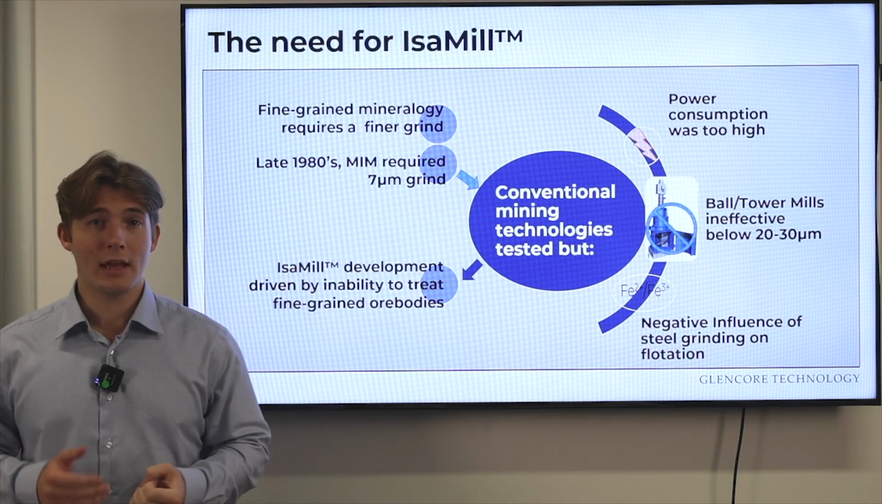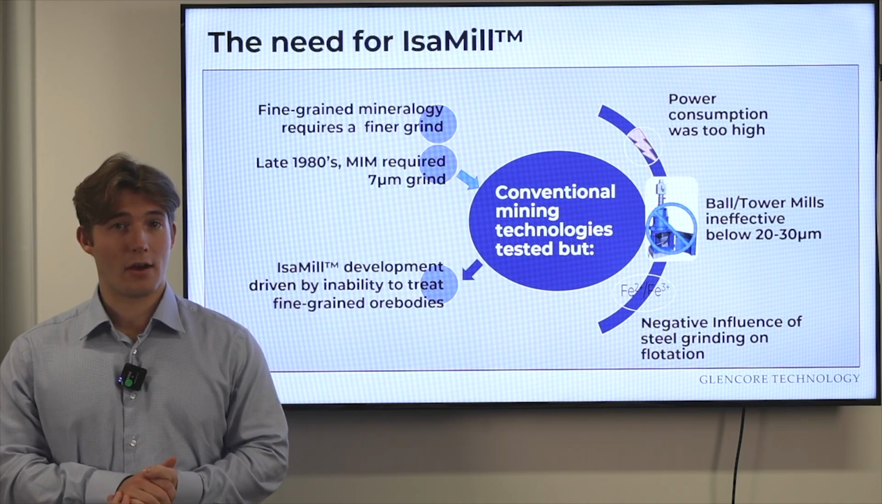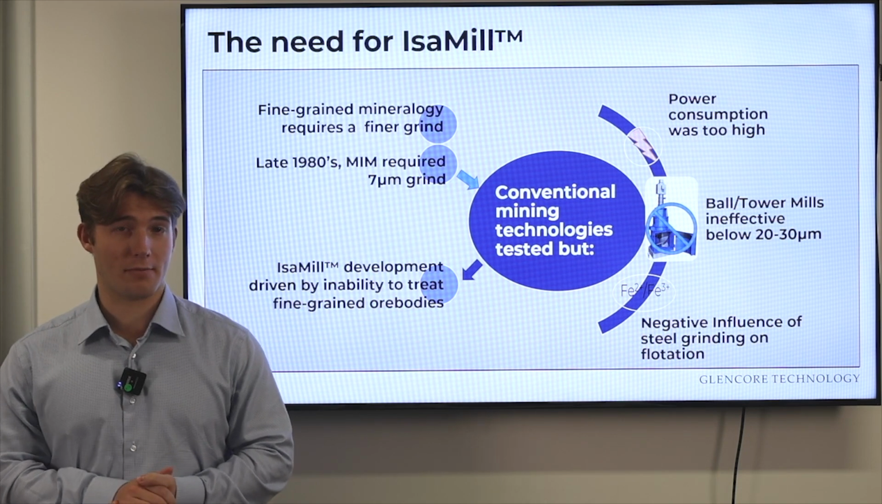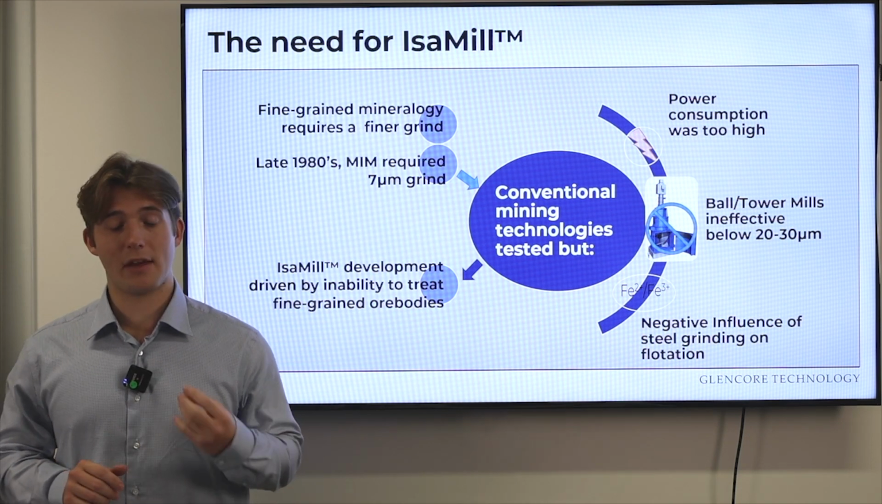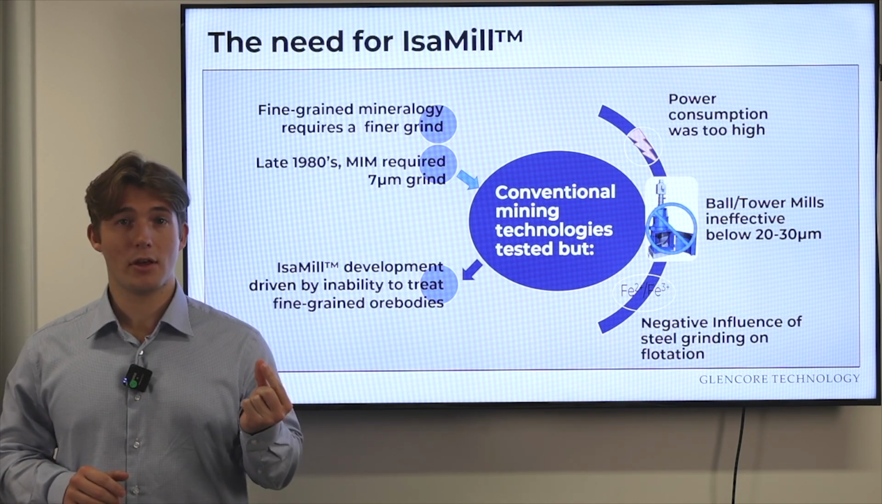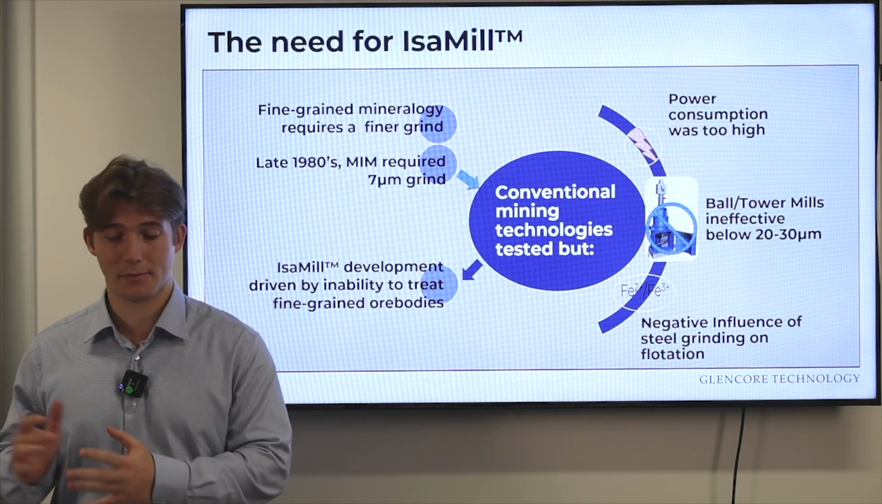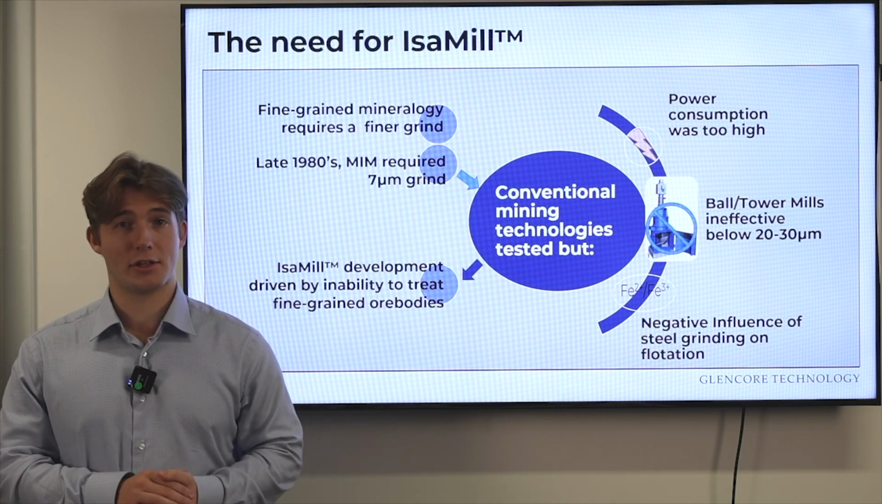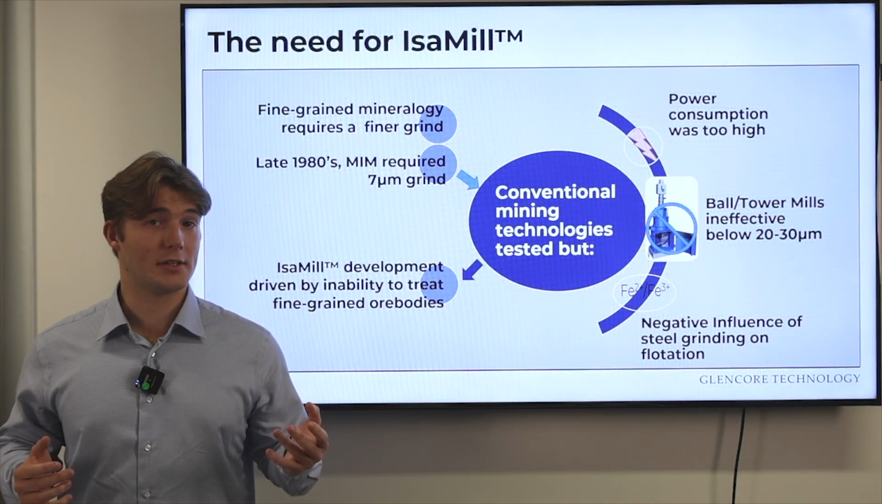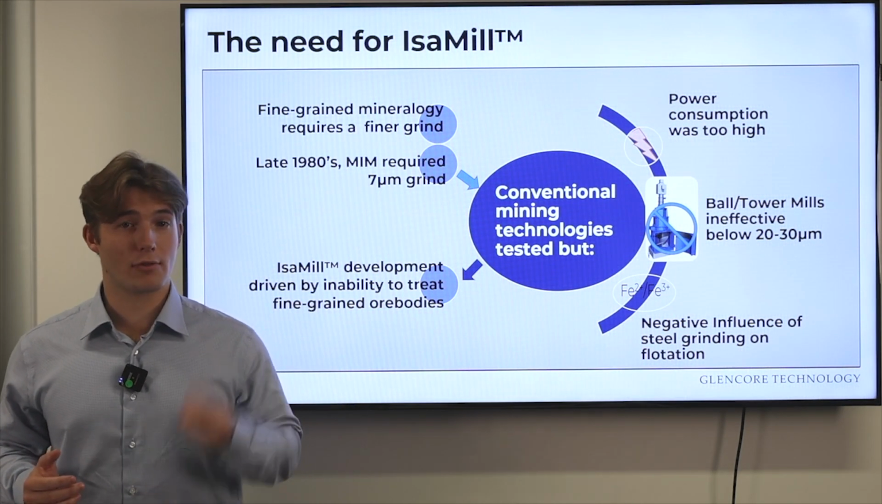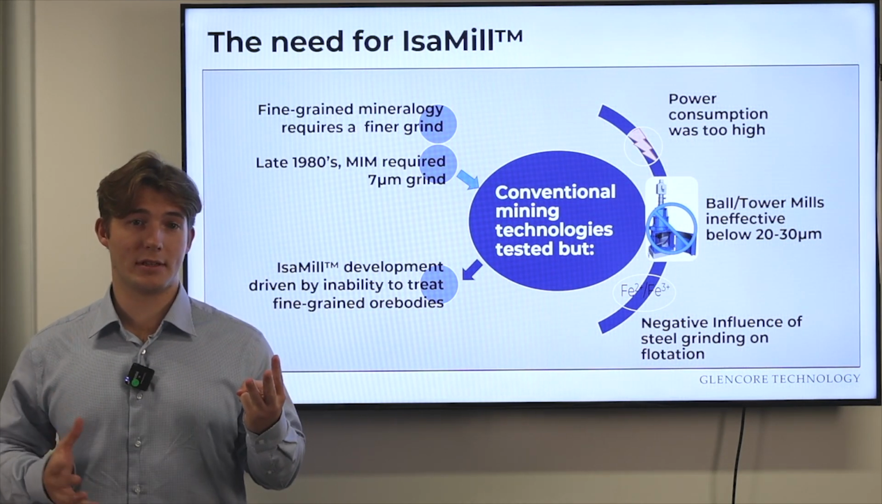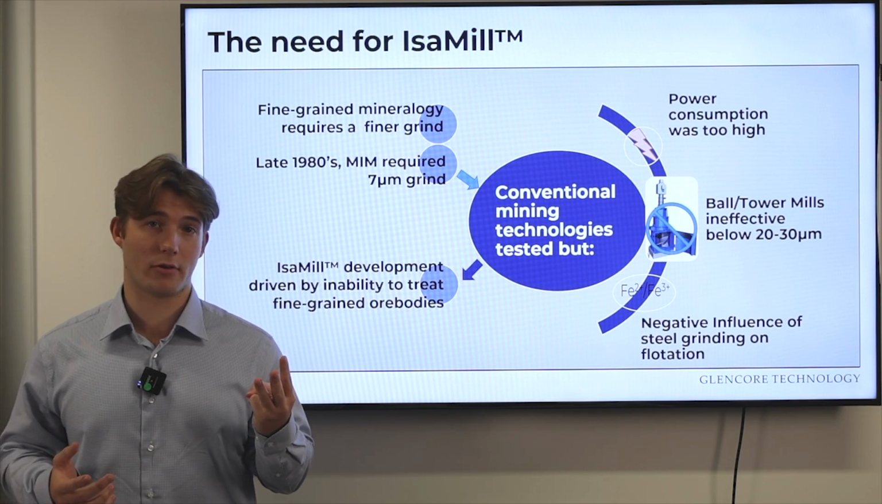In the 1980s, Mount Isa was experiencing finer grained mineralogy, which meant that they required a 7 micron grind to essentially maintain downstream cleaner performance. Conventional milling technologies that were available at the time were tested. However, they ran into 3 key issues which limited the implementation of the 7 micron grind.